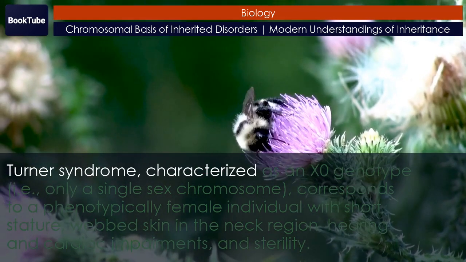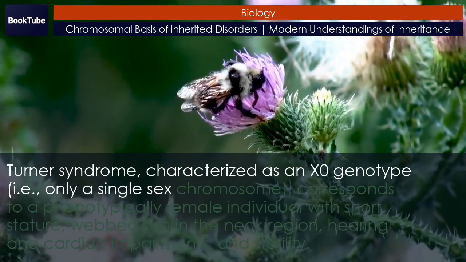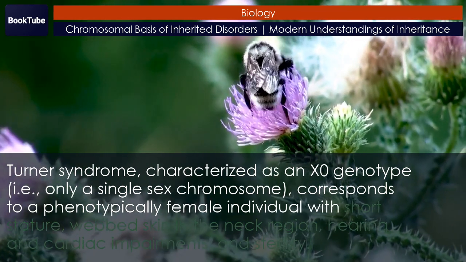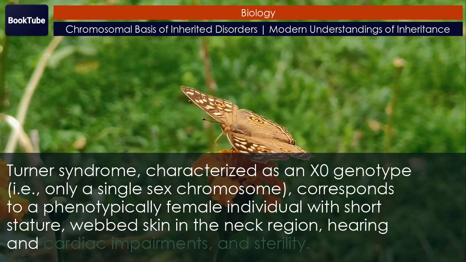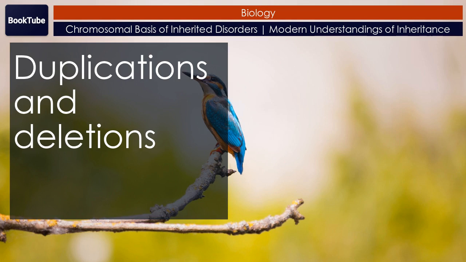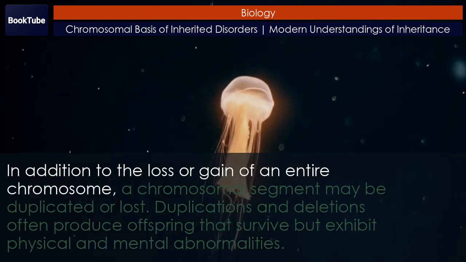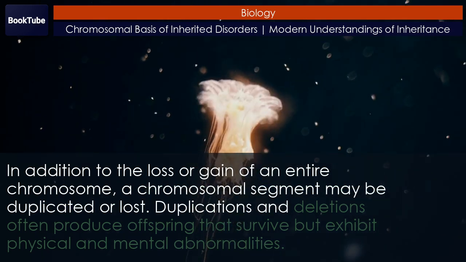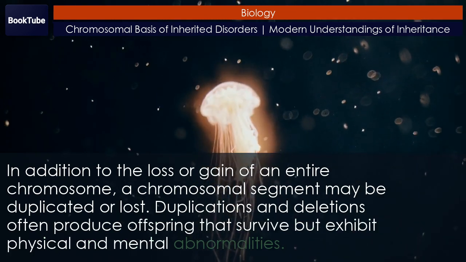Turner syndrome, characterized as an X0 genotype, i.e., only a single sex chromosome, corresponds to a phenotypically female individual with short stature, webbed skin in the neck region, hearing and cardiac impairments, and sterility. Duplications and deletions. In addition to the loss or gain of an entire chromosome, a chromosomal segment may be duplicated or lost. Duplications and deletions often produce offspring that survive but exhibit physical and mental abnormalities.